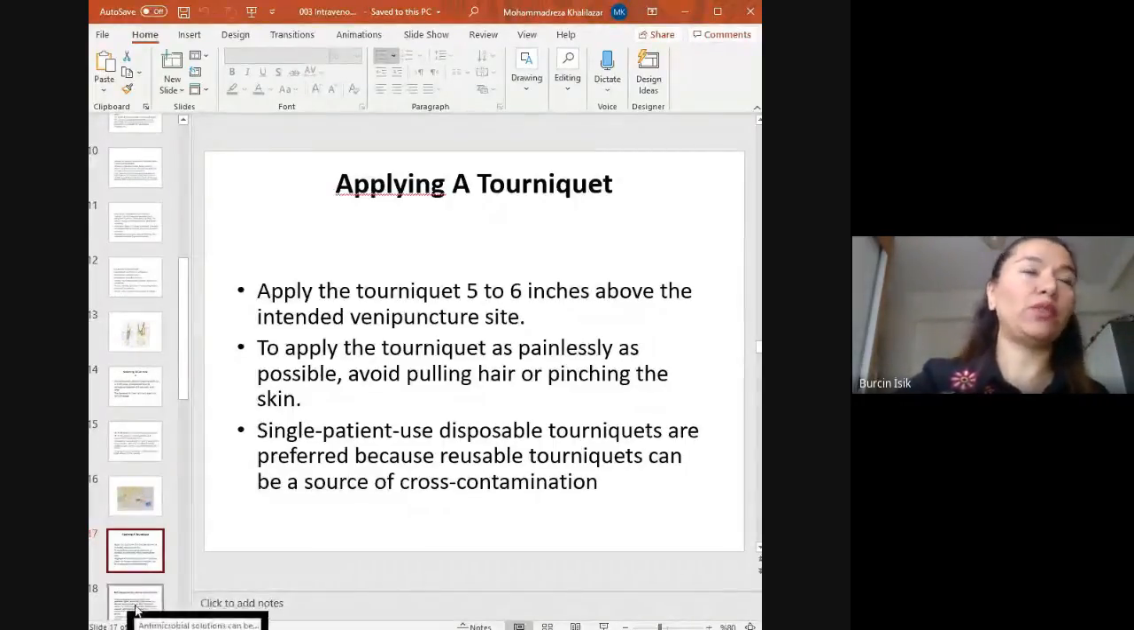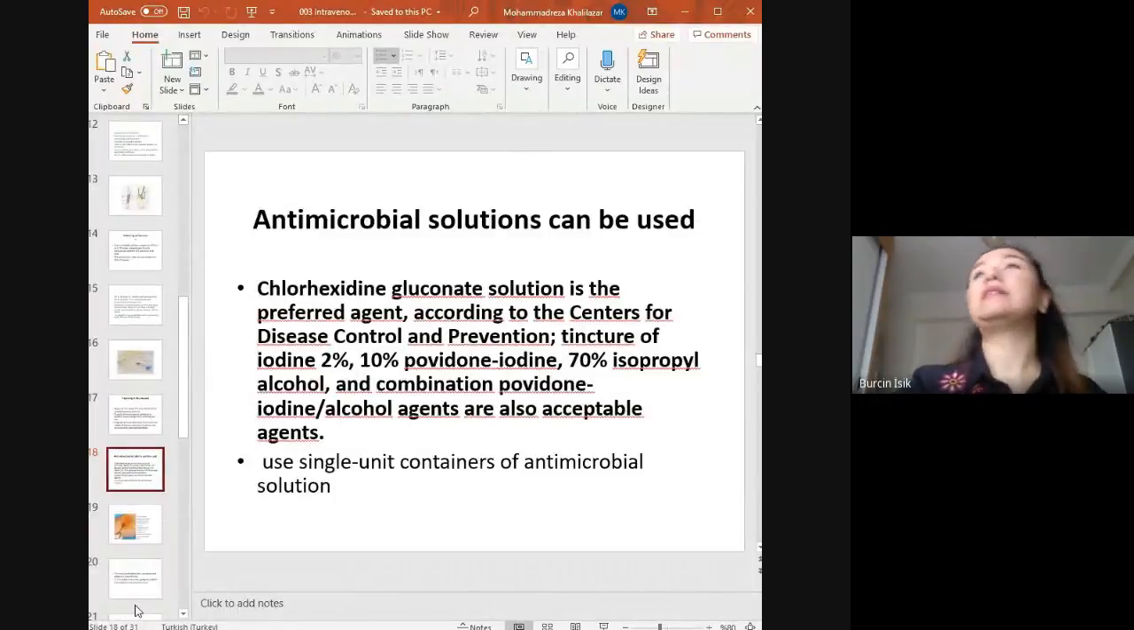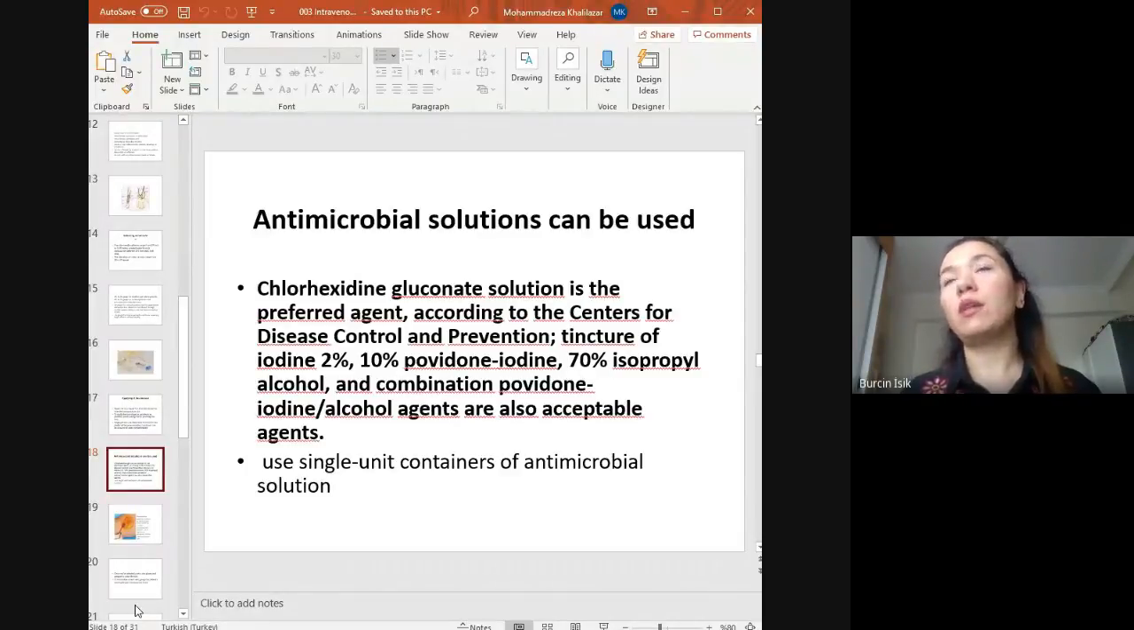It's about the tourniquet. It's better to use a single-use tourniquet to prevent infections. But if there isn't one, in hospitals there are two or three tourniquets that they use for all patients. After using it, you must clean it with disinfectants.